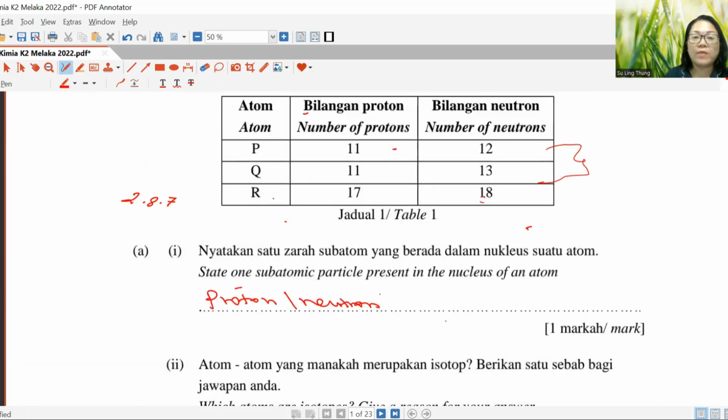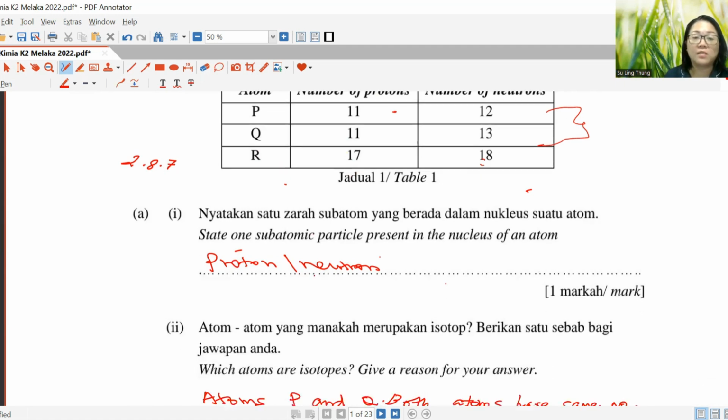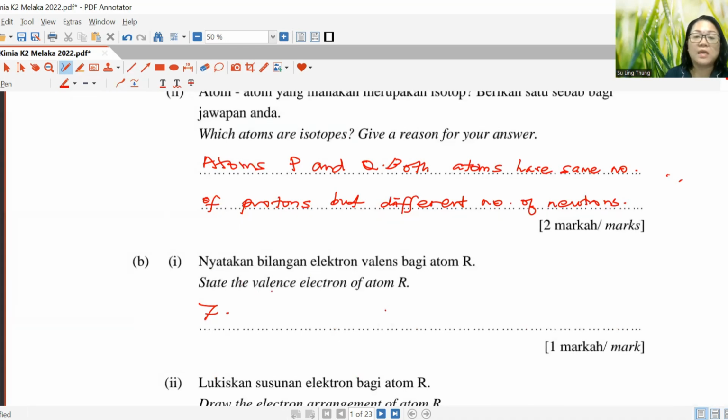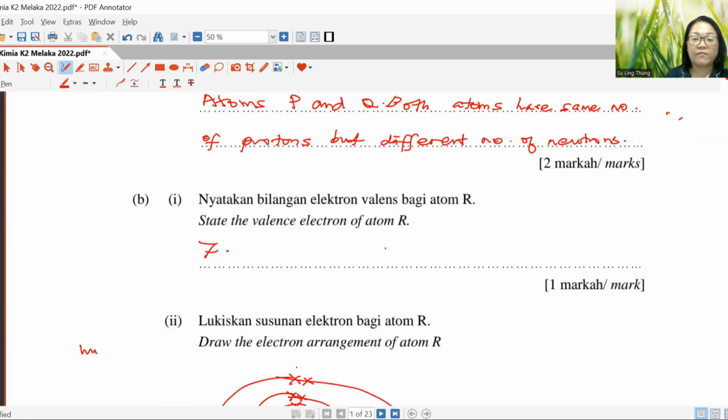Now B1, state the valence electron of atom R. When we write down the electron arrangement, we normally use the number of protons. In this case, the number of protons for R is 17, which makes the electron arrangement for R 2.8.7. The question was the number of valence electrons, so the number of valence electrons will be 7.